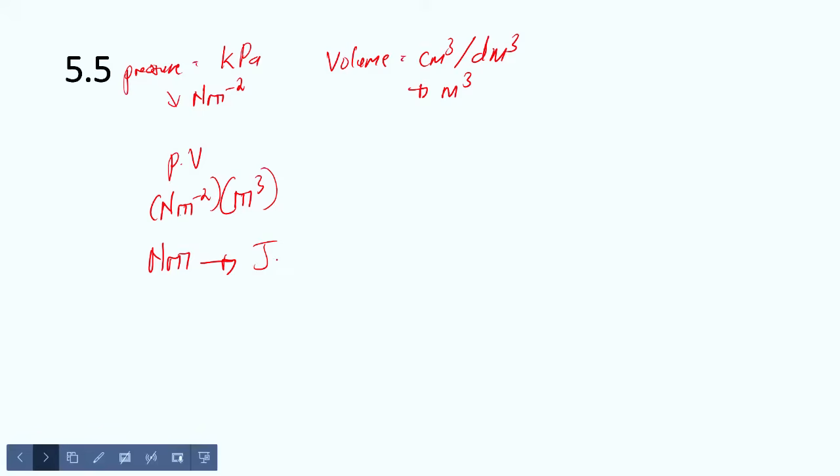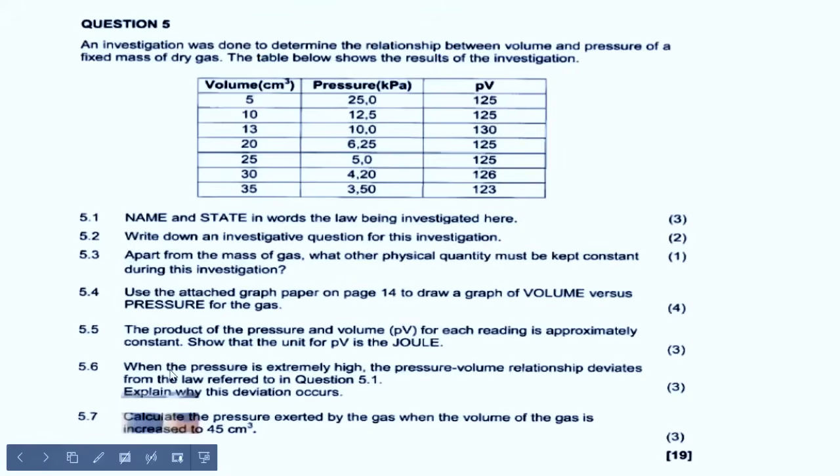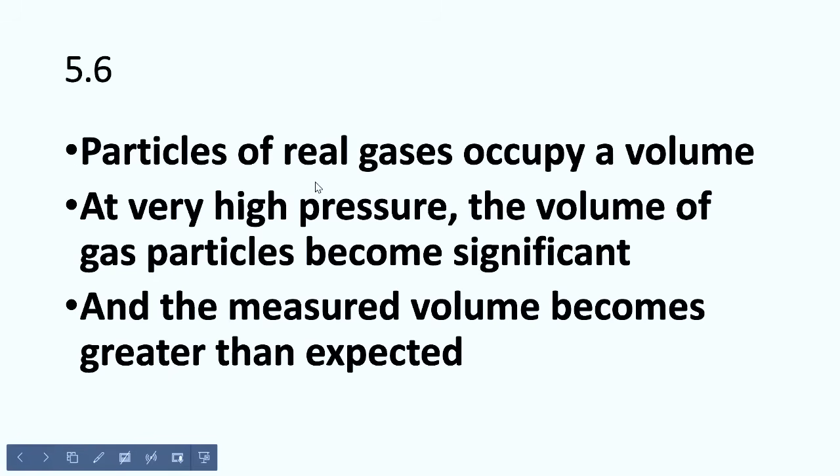Then let's proceed. We have 5.6, which says when the pressure is extremely high, the pressure-volume relationship deviates from the law referred to in question 5.1. Explain why this deviation occurs. So to explain that, we simply say particles of real gases occupy a volume. At very high pressure, the volume of the gas particles becomes significant, and the measured volume becomes greater than expected.